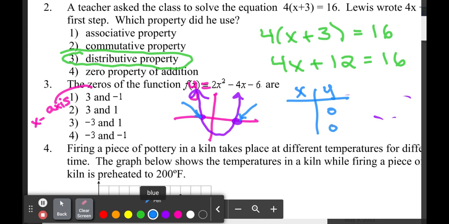So guys, what are the x-intercepts? What are the zeros in this problem? Number 1. -1 and 3. Yes. -1 and 3. Yep, number 1.